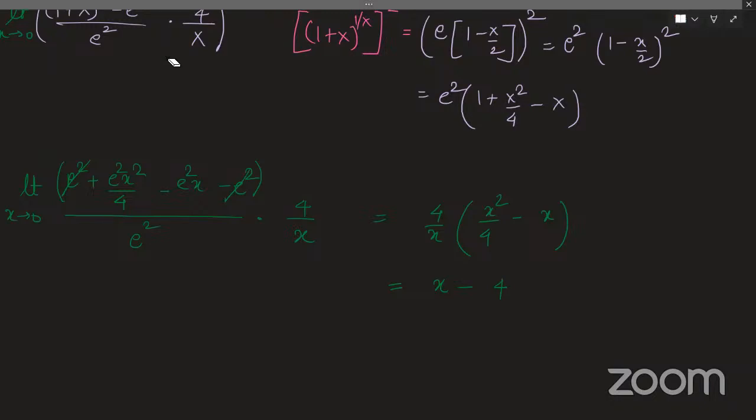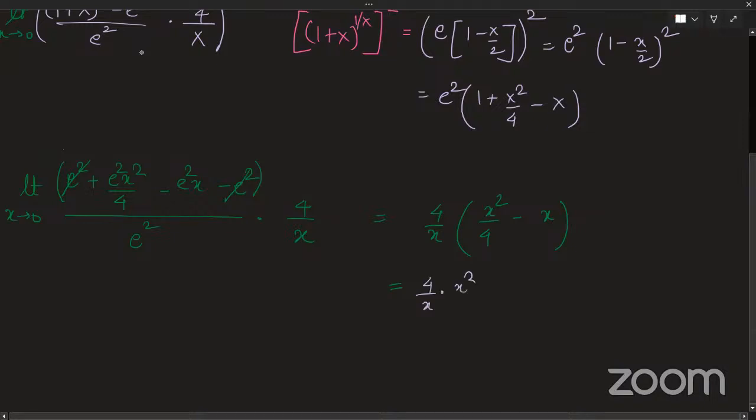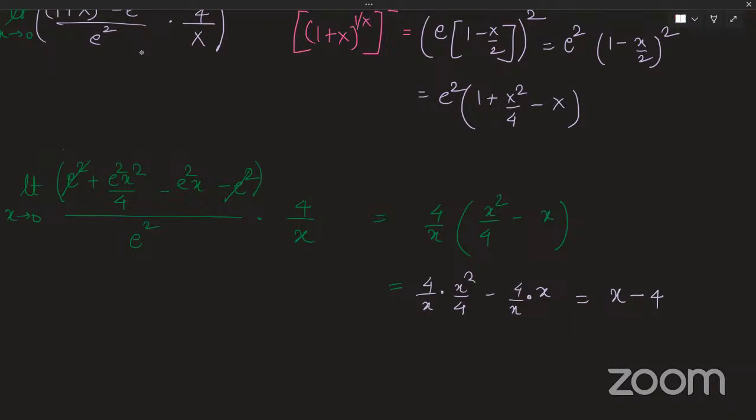Okay, if you're not understanding, I'll apply the distributive property. So 4 by x into x square by 4 minus 4 by x into x. Just send it inside. So in the first term you get x, in the second term you get 4, right? Is this correct, everyone? Yes, sir. Got it.